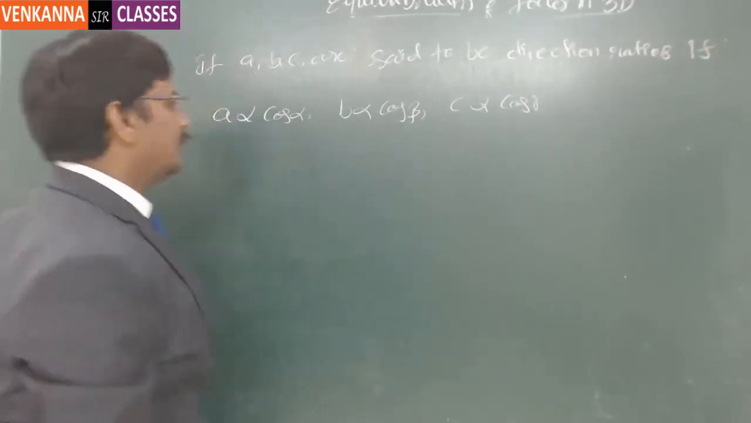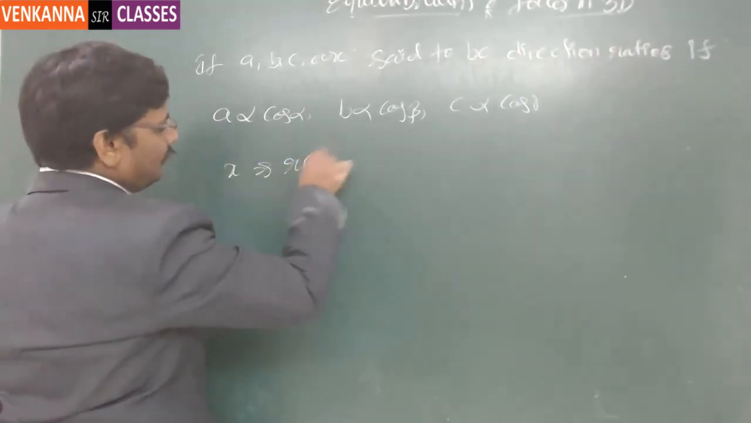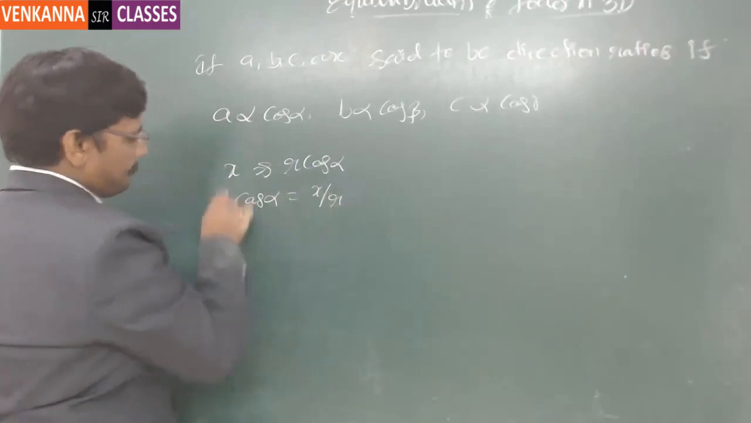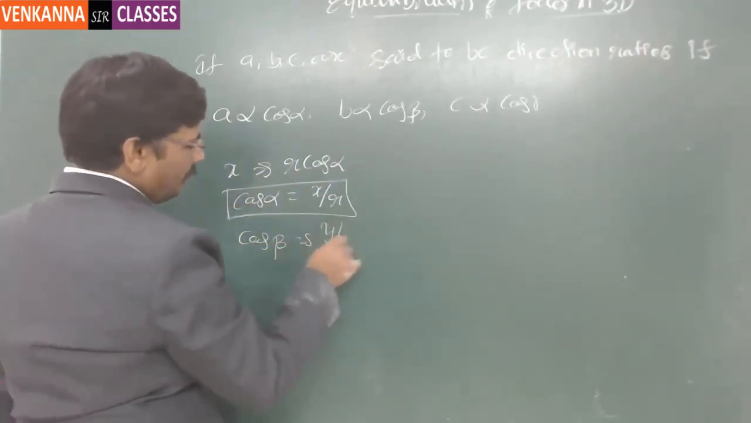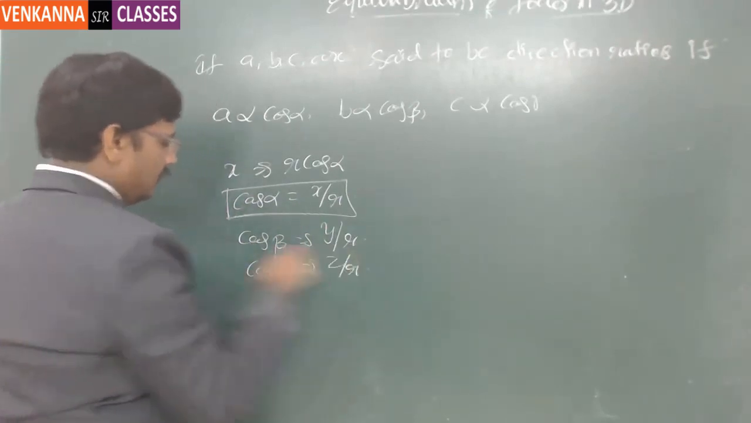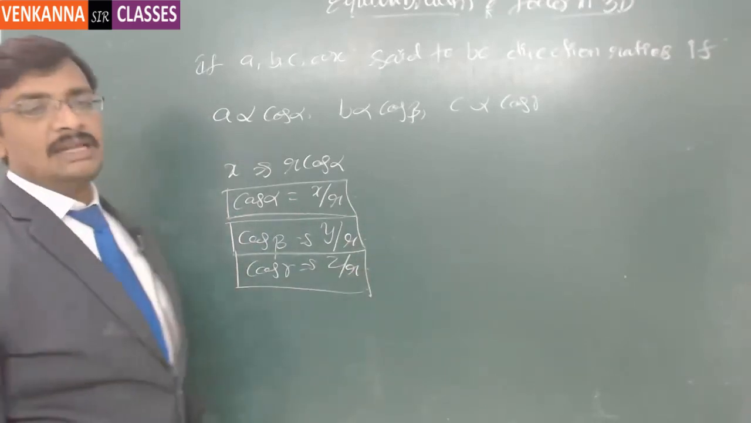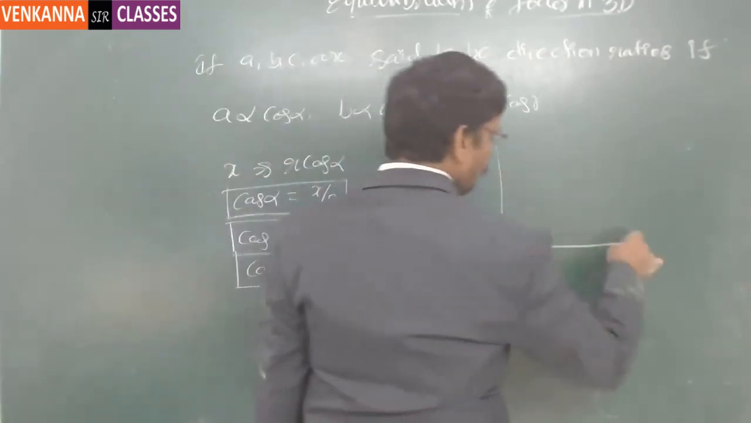Now we know that x is equal to r cos alpha, or cos alpha equals x by r, and cos beta equals y by r, and cos gamma is equal to z by r. Now these things you can simply say as long as the line is passing through the origin. But what if the line is passing through some other point?